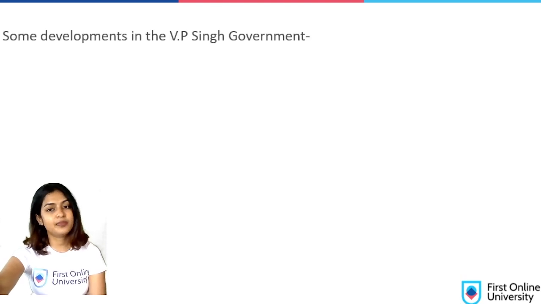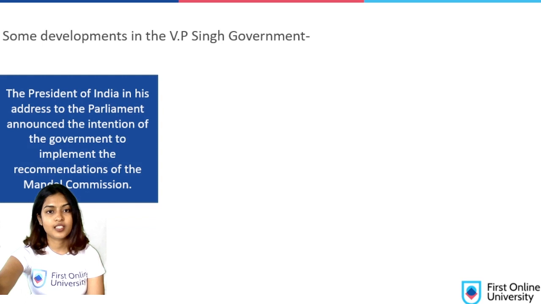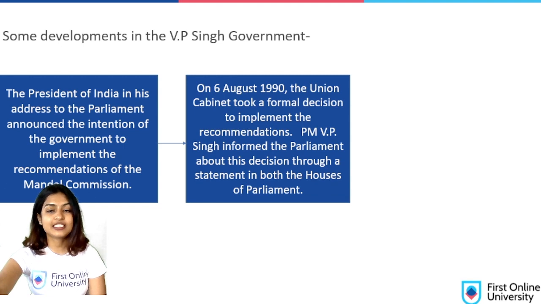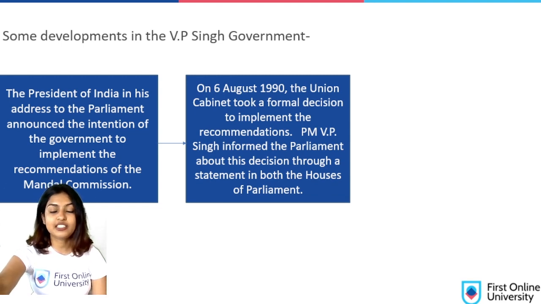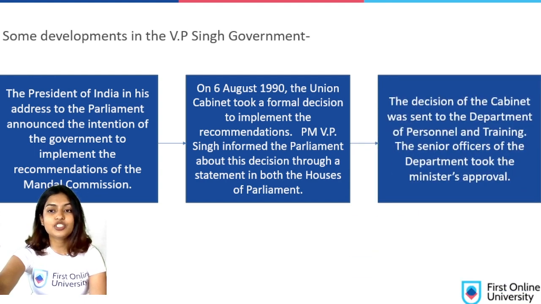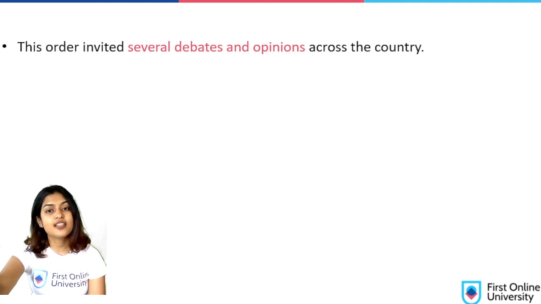So let's see some of the developments that happened in the V.P. Singh government. The President of India, in his address to the Parliament, announced the government's intention to implement the recommendations of the Mandal Commission. On 6th August 1990, the Union Cabinet took a formal decision to implement the recommendations. V.P. Singh informed the Parliament about his decision through a statement in both the Houses of Parliament. The decision of the Cabinet was sent to the DOPT. The senior officers of the department took up the minister's approval. This order invited several debates and opinions across the country.